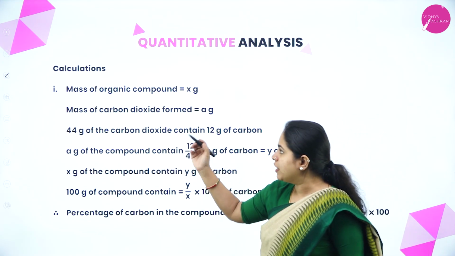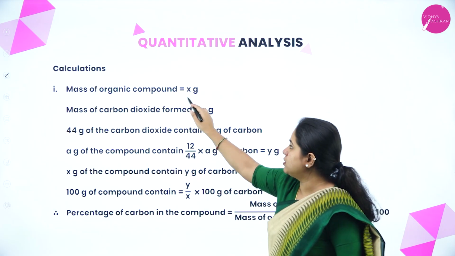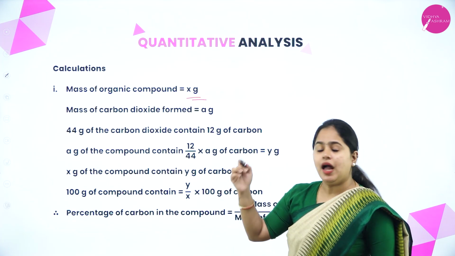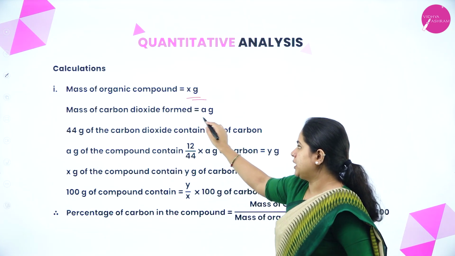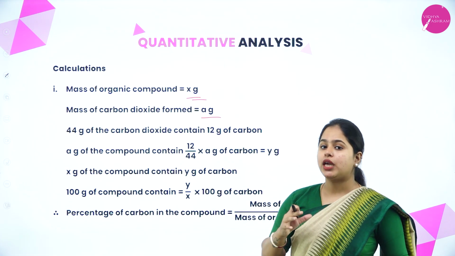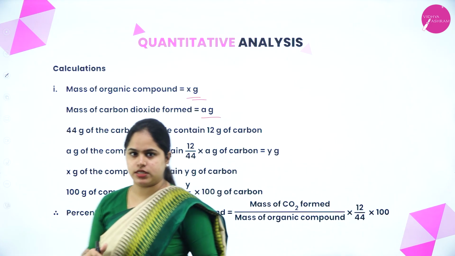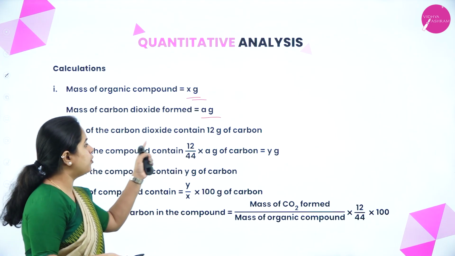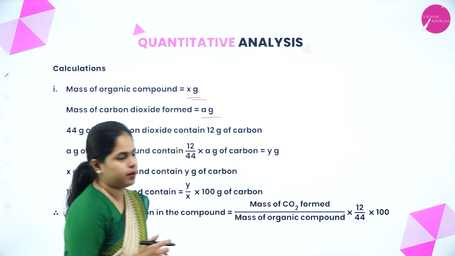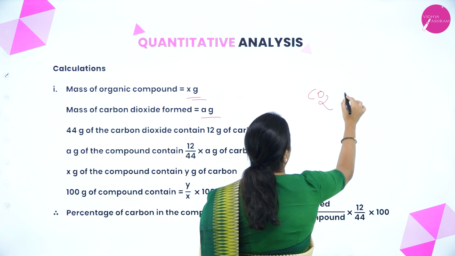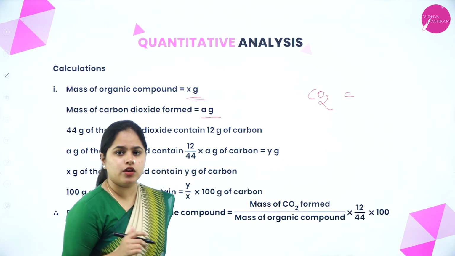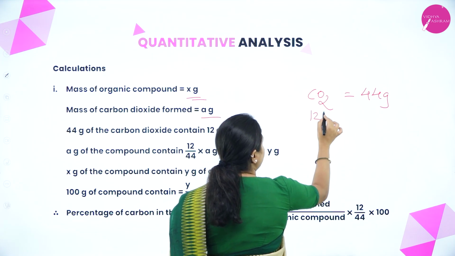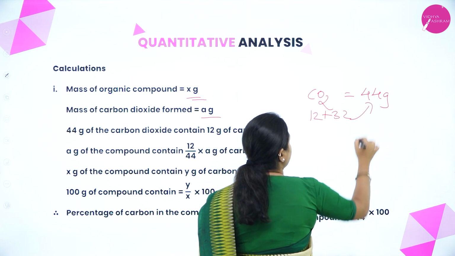Let us see. Consider the mass of the organic compound as S gram, right? The mass of the whole organic compound is S gram, and the mass of carbon dioxide obtained is A gram, right? First we are going to calculate the mass of carbon in carbon dioxide. If the mass of carbon dioxide is A gram, 44 gram of carbon dioxide contains 12 gram of carbon. One mole of carbon dioxide is 44 gram. How 44 gram? Carbon 12 and oxygen 32. You will get 44 grams.